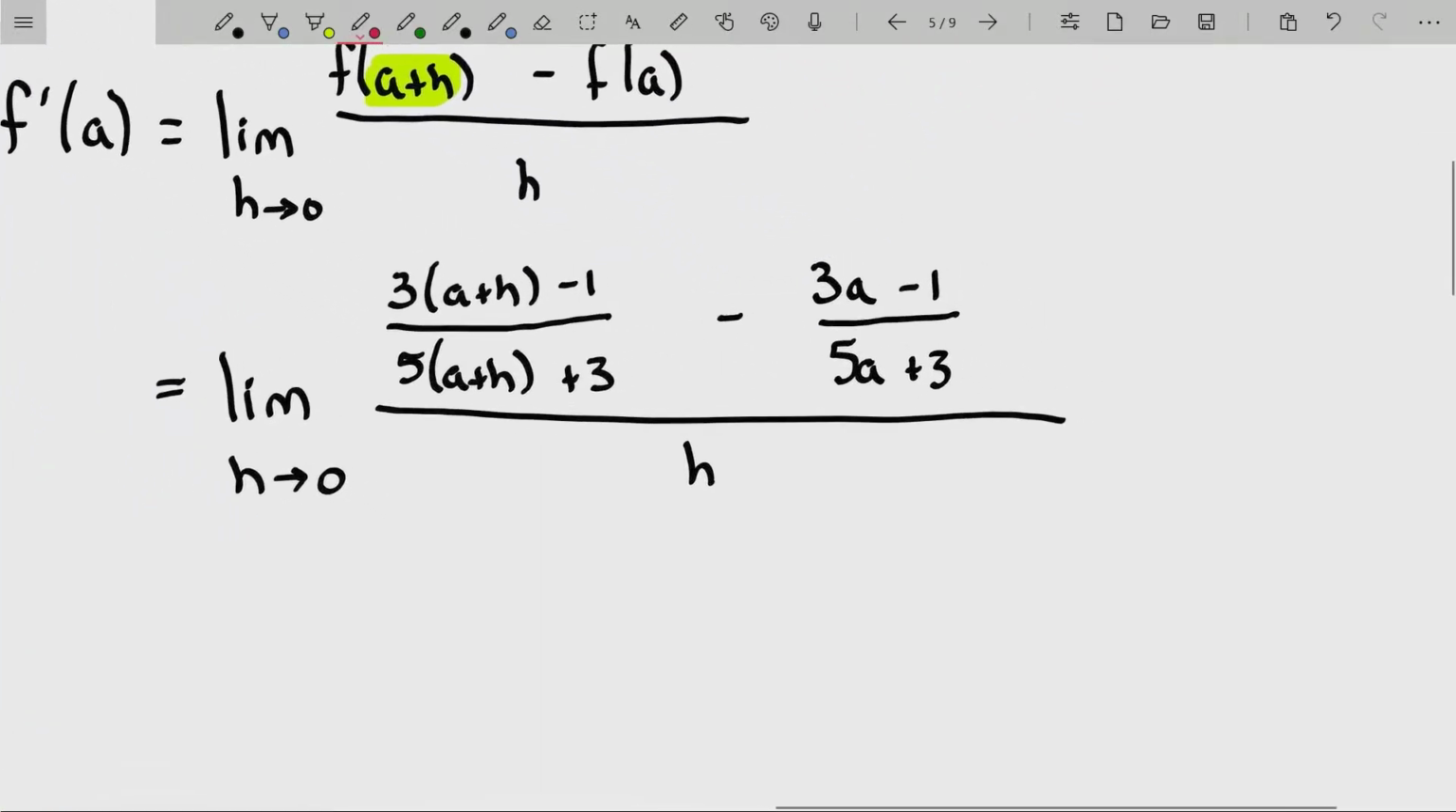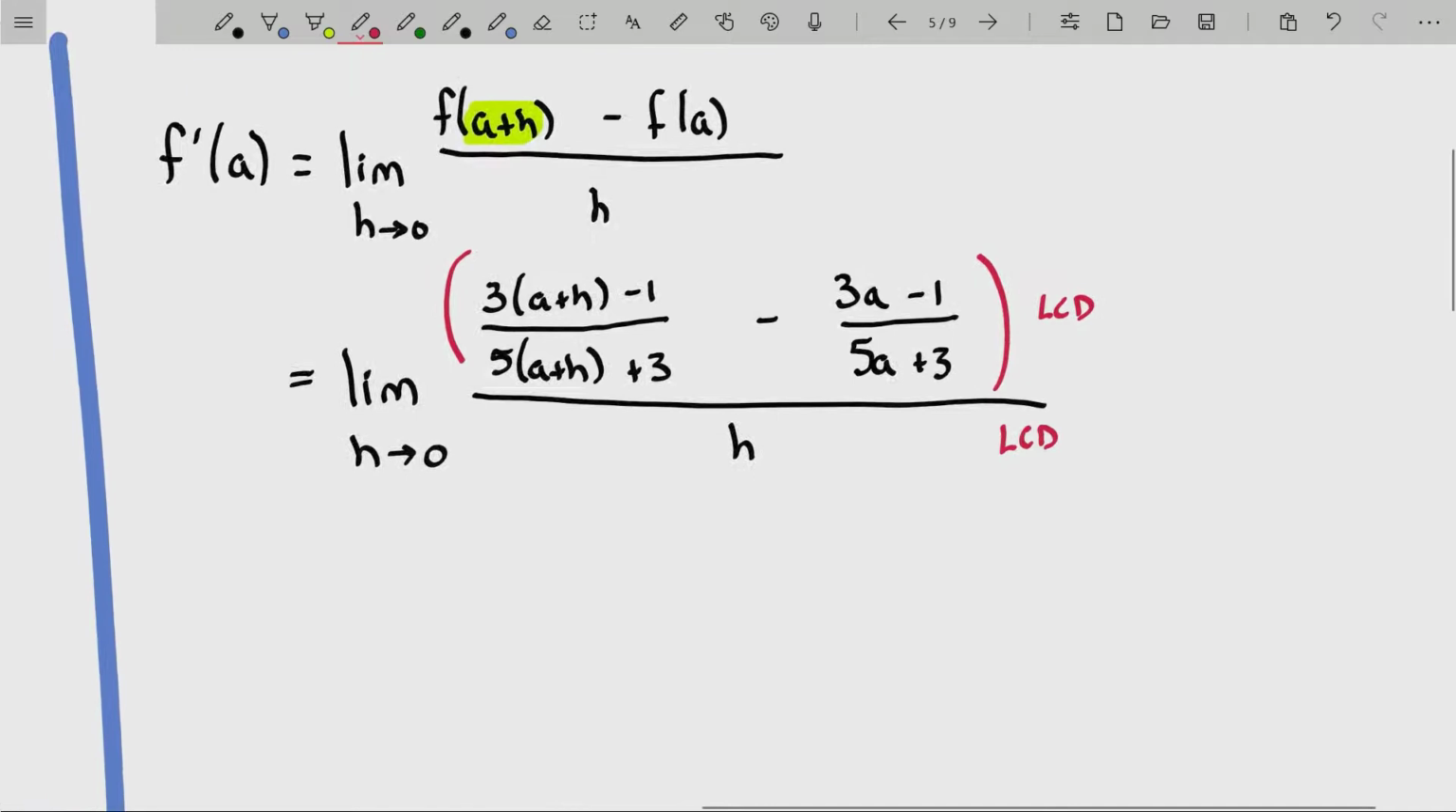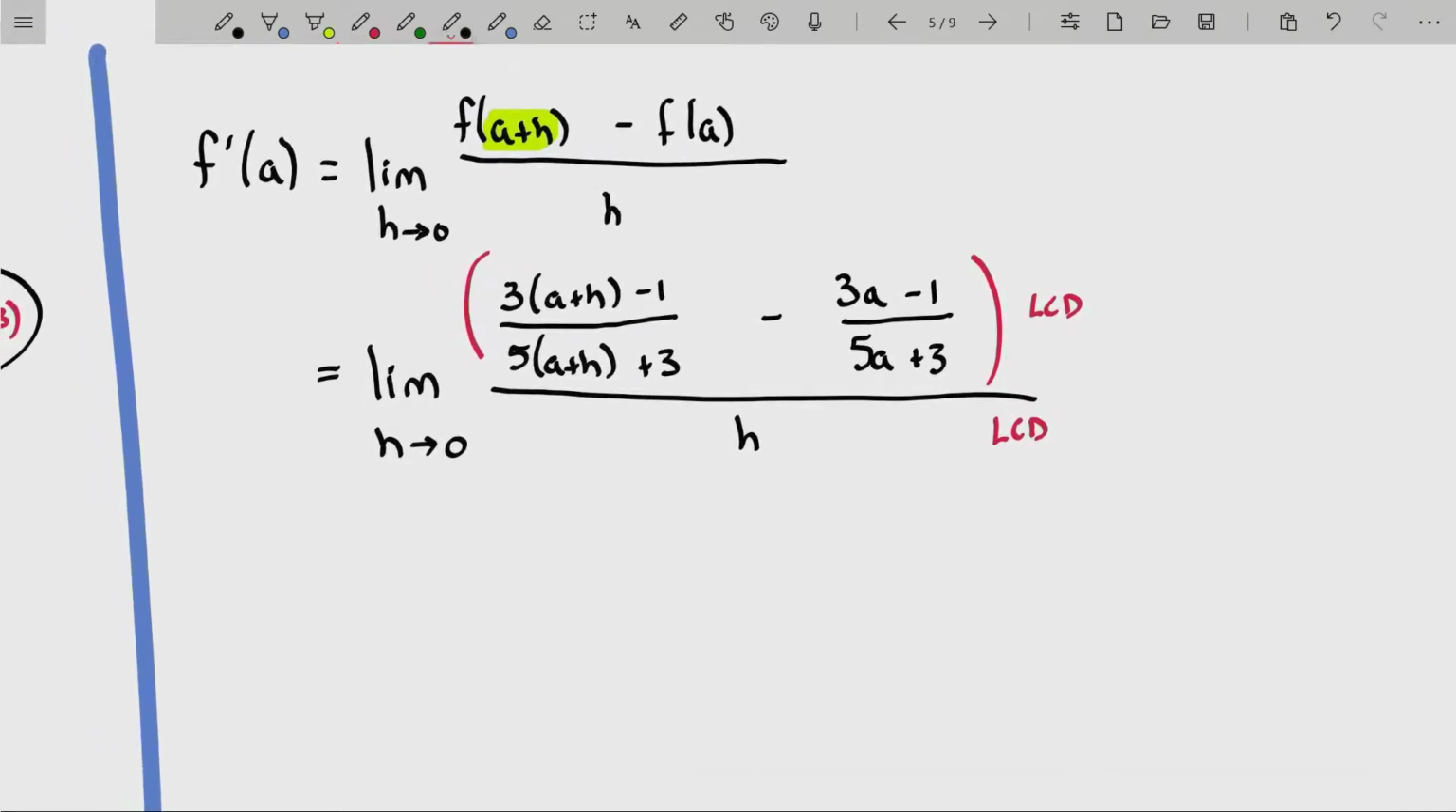All right, I'm going to multiply both numerator and denominator by the LCD. Notice that my notation gets shorter and shorter as I move forward because this is algebra, so you should know it. That's the limit as h approaches 0 over a denominator. Technically, that denominator is equal to h times the LCD.